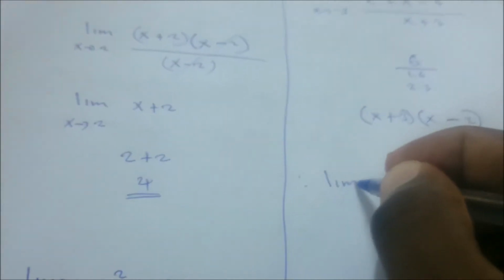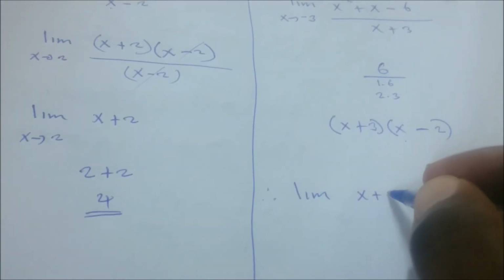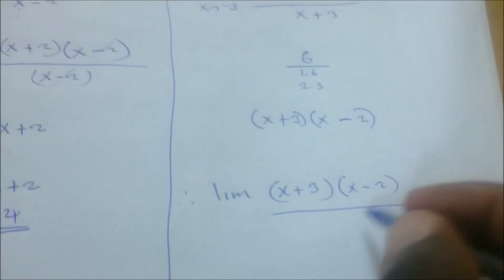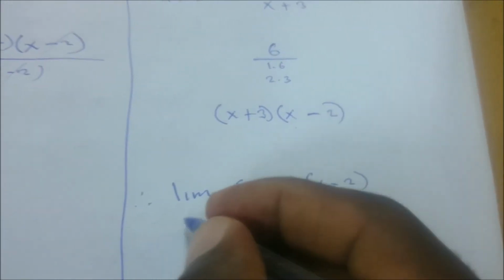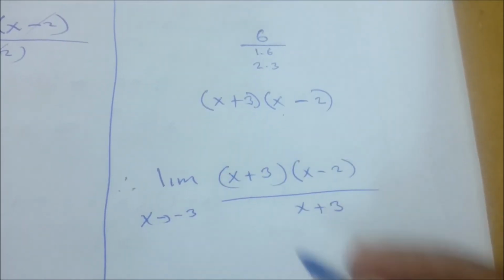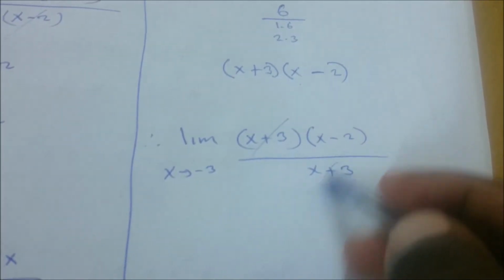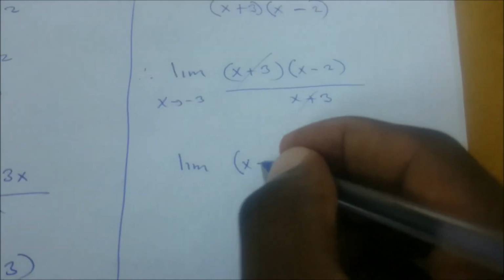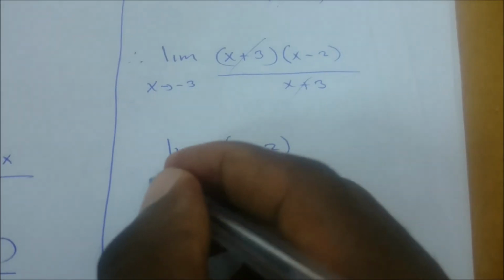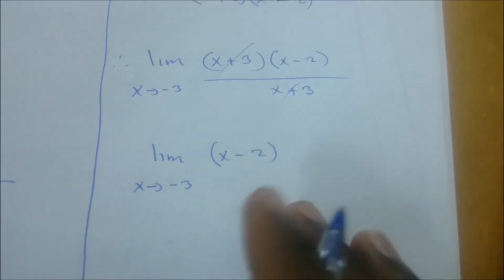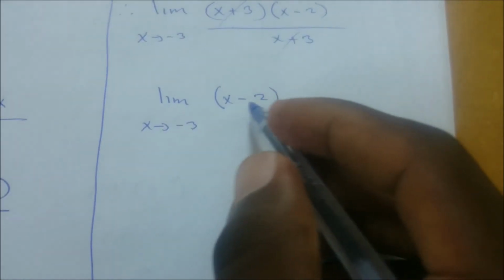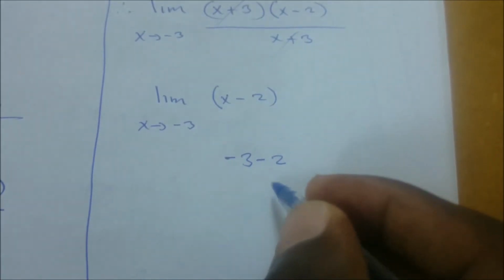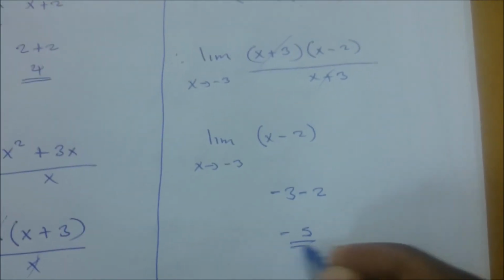Therefore, I'm going to have the limit of x plus 3 times x minus 2 over x plus 3 as x is approaching minus 3. This and this will go. I'm going to remain with the limit of x minus 2 as x is approaching negative 3. Then from there, just substitute. Minus 3 minus 2. What is the answer? Minus 5, right?